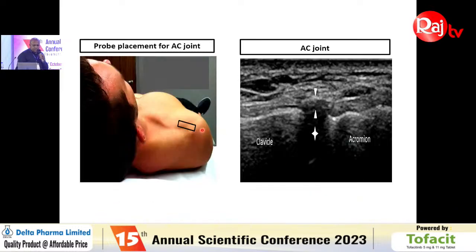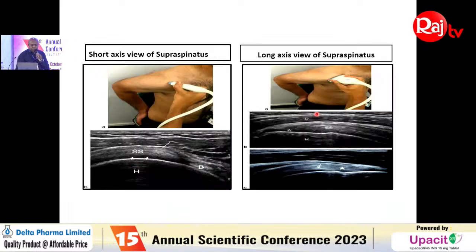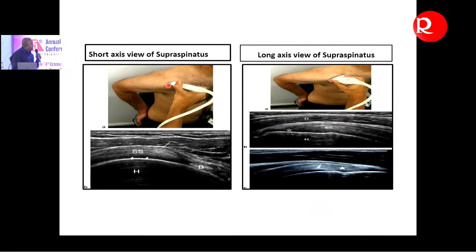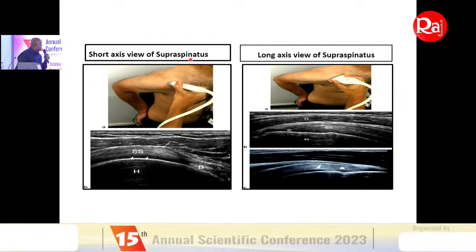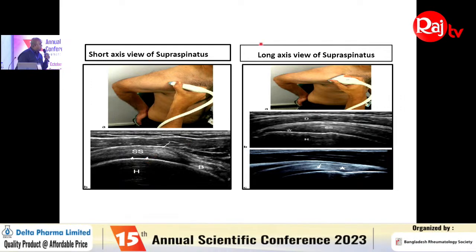Then we can see the acromioclavicular joint. You can see there is peripheral synovium. This acromioclavicular joint arthropathy was there. And in the anterolateral scan, in the short axis, we can see the supraspinatus muscle, and in the long axis, we can see the supraspinatus muscle like the beak of a bird, like this.